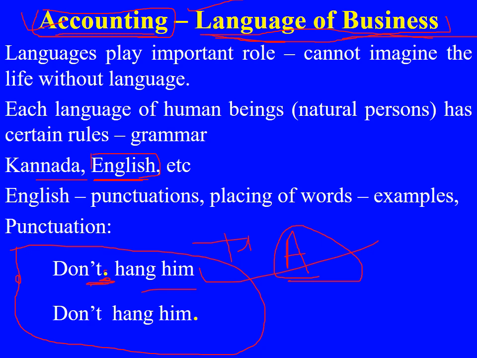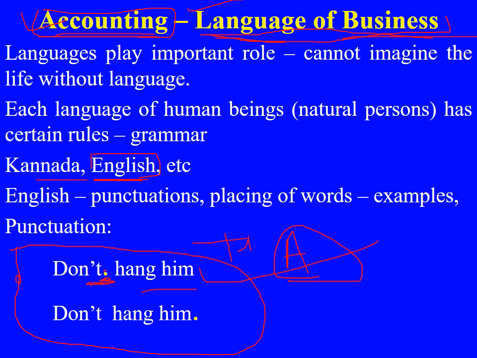So if we have errors in language, if we are not having proper punctuation, proper placing of words, then it will distort the main aim of communication. See here, just one punctuation in the first statement, "don't hang him", what it does, it means "hang him" actually, because of this punctuation.